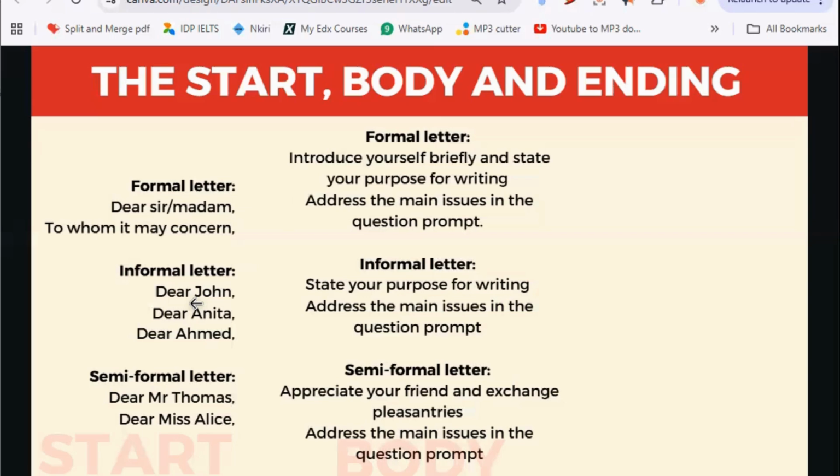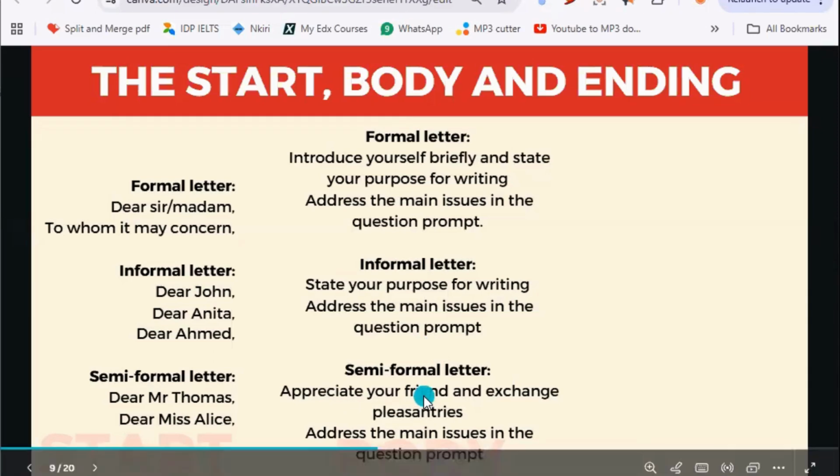Hope you get this, it's just basic logic. But I just said let me mention it. So sometimes you can introduce yourself. Sometimes introducing yourself is unnecessary. So by the time you read the question prompt, you will know whether or not to introduce yourself. So after introducing yourself, you state the purpose for writing, and then you address the main issues presented in the question prompt. All those bullets, bullet 1, bullet 2, bullet 3, address those issues.